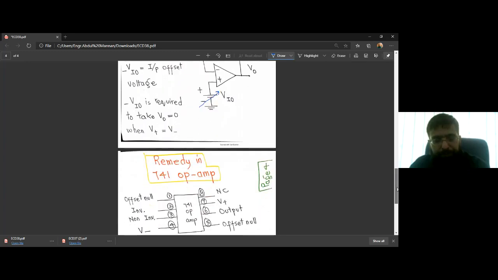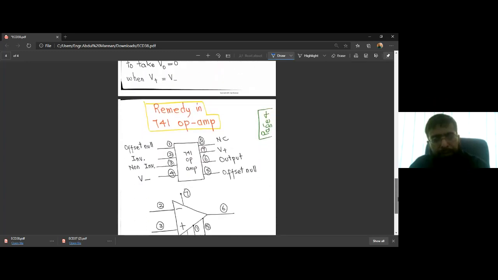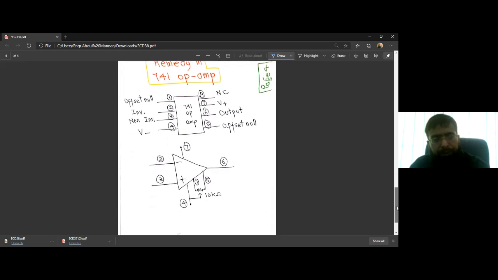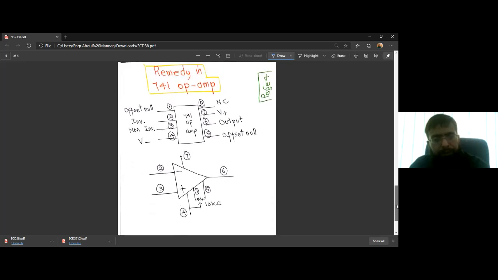Right. As a remedy in a commercially available op-amp, the 741 is available as an 8-pin dual inline package, where we have 4 pins on the left side and 4 pins on the right side. Pin number 1 and pin number 5 are offset null. 2 is the inverting input, 3 is the non-inverting input. 4 and 7 are the negative and positive supply voltages. 6 is the output and 8 is not connected, NC means not connected. So between 1 and 5 we are given 2 pins for offset null.